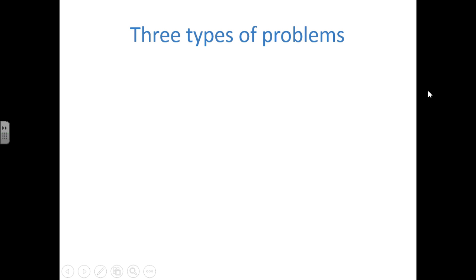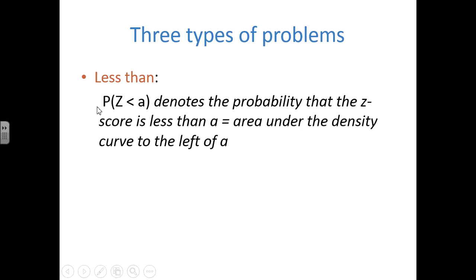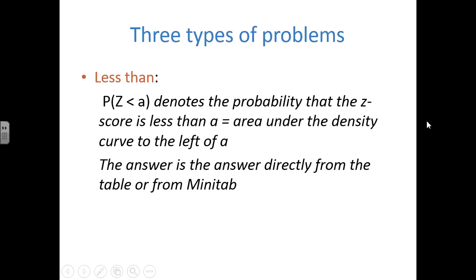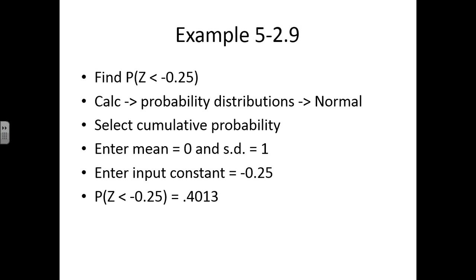Now, when we're looking at cumulative probabilities, there are 3 types of problems. The first one is a less than problem. So we're going to be looking for the probability that z is less than some number a. And this denotes the probability that the z-score is less than a, which is equivalent to the area under the density curve to the left of a. Then the answer that you get is the answer directly from the table or from Minitab. So let's look at an example.